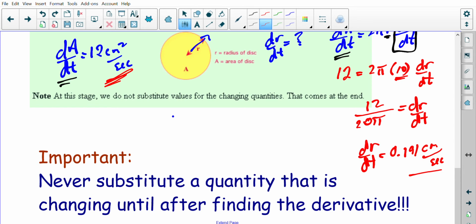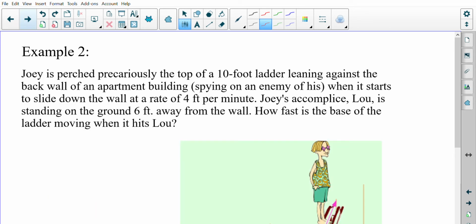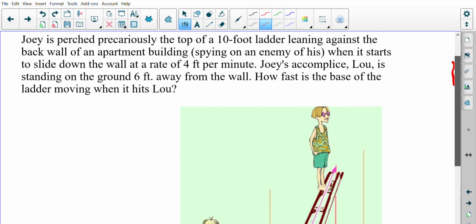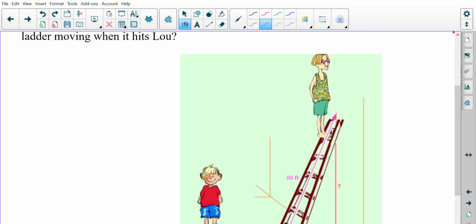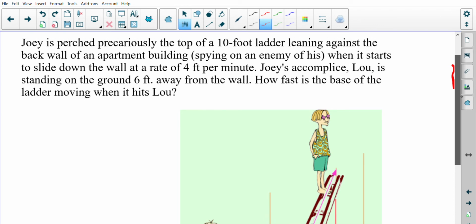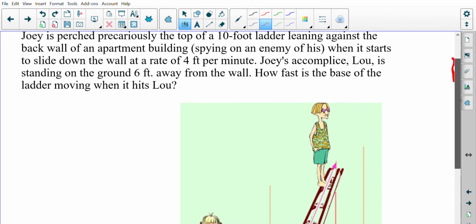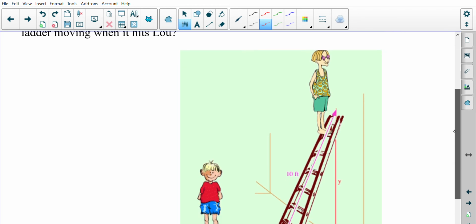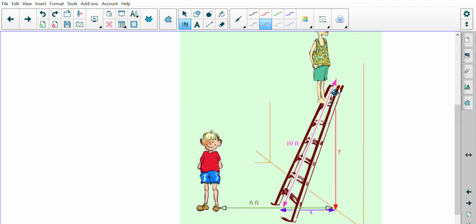Okay, let's try another one. This one's talking about Joey, who's up on this ladder. It's 10 feet long. He's leaning against the back wall of an apartment building when it starts to slide down the wall at 4 feet per second. So you can see they got a diagram set up here with a ladder. The length of the ladder is 10. It's never going to change, so that number can go into your diagram right away.